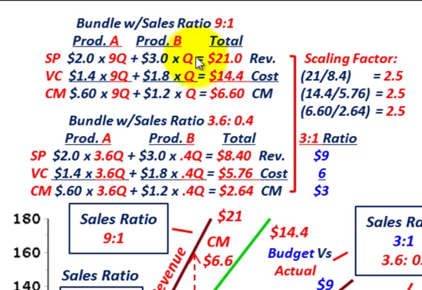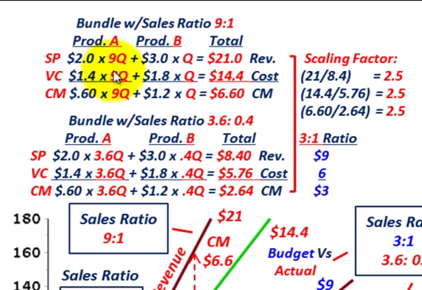For product B, quantity of 1. So just going across here, you can do the arithmetic. Sales price $2 times a quantity of 9 is going to give you $18 here, plus $3 times a quantity of 1 for B is going to give you $21 here. And that's the revenue on a per bundle basis that you're generating.